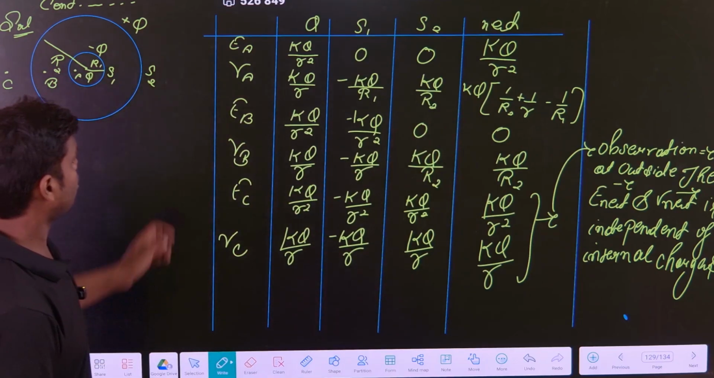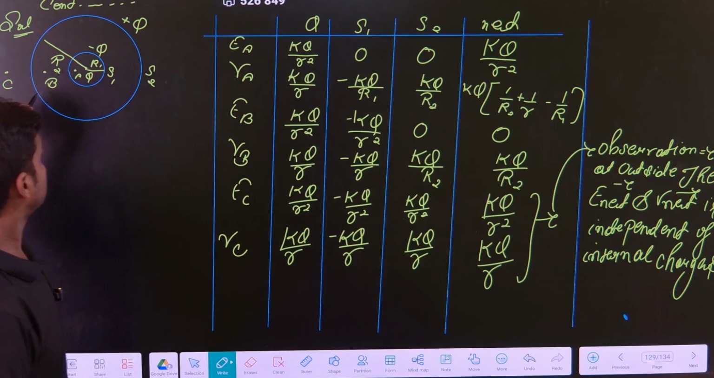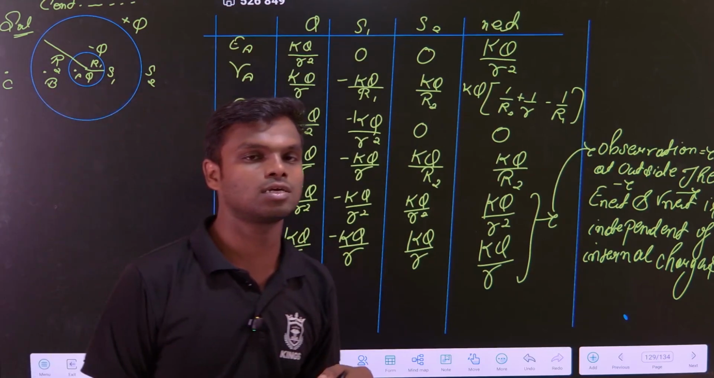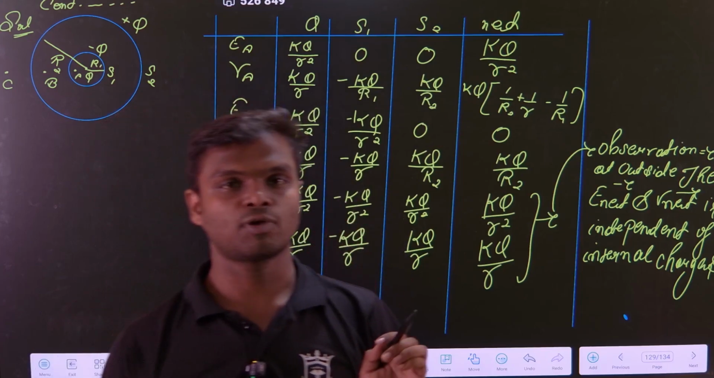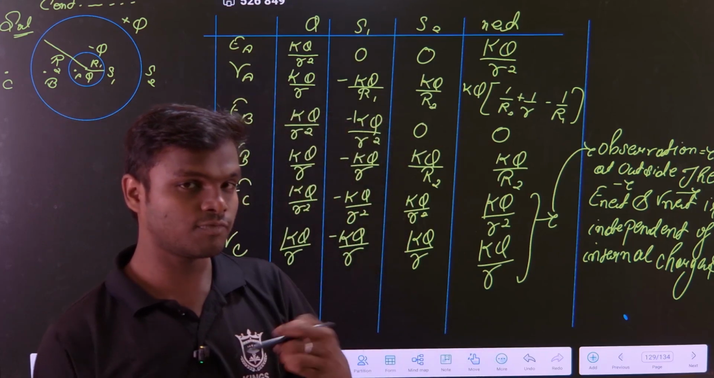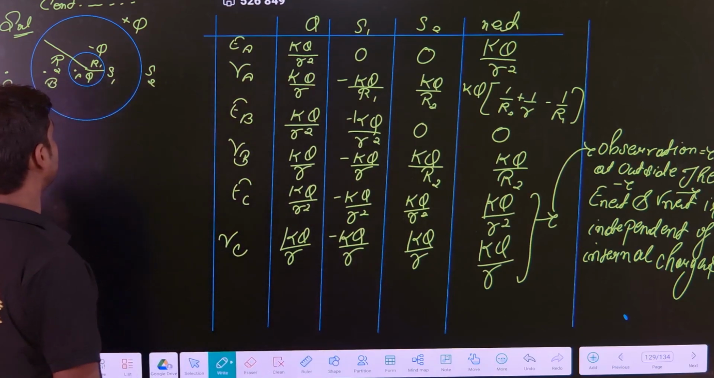Okay, now let us talk about point B. Point B is this point. By common sense, or by the concept which we have learned, we can say the electric field at point B will be 0. Why? Because it is in the material. But let us check whether whatever I am teaching is correct or not. So let us see.